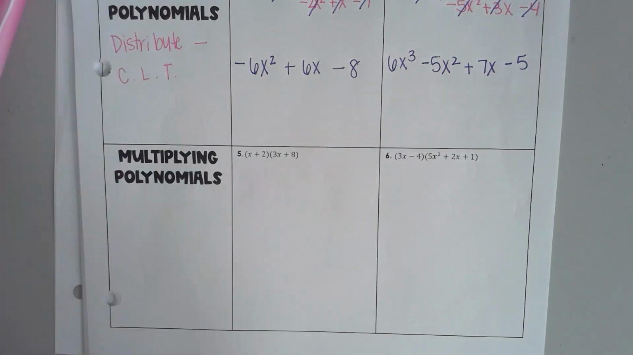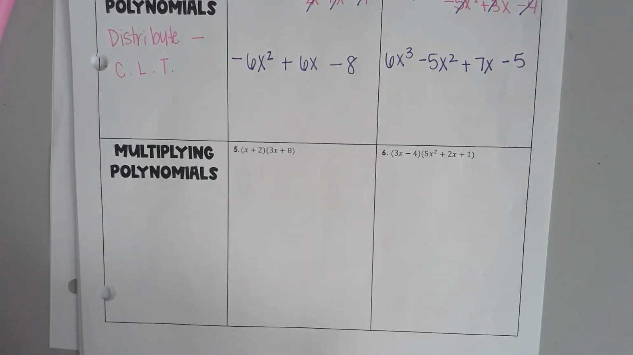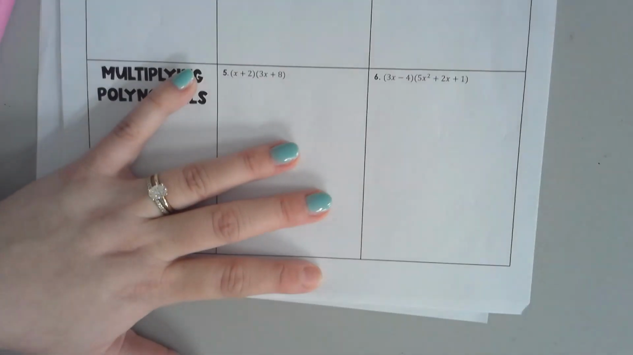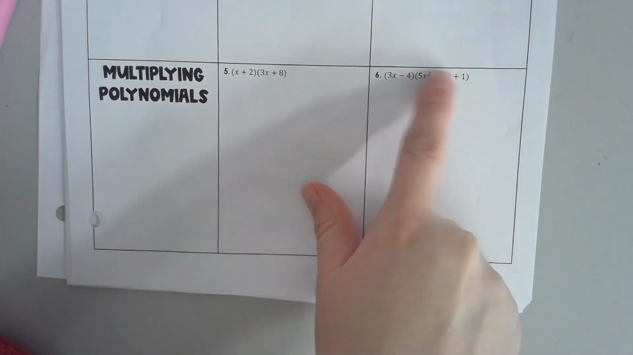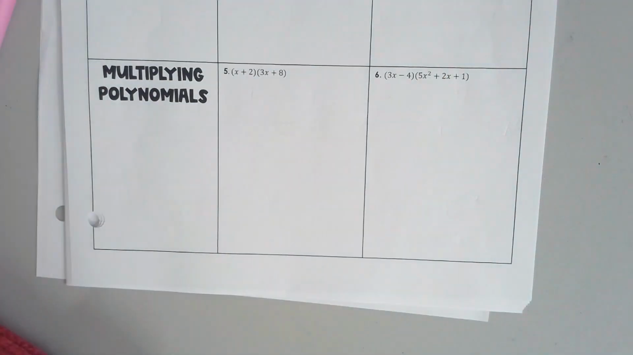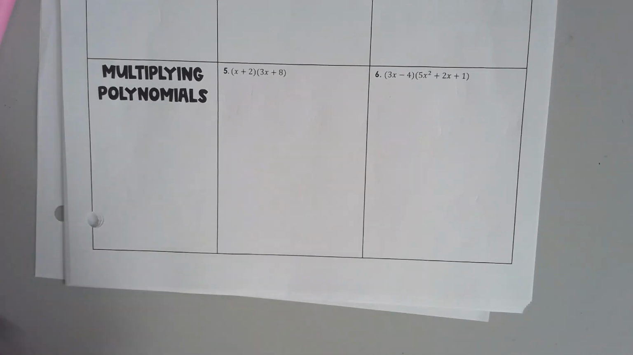So you can do FOIL method. You might have learned distribute or double distribute. I am going to do this. I'm going to do like the box method, the reverse box method. The reason I like that is because, especially when you get bigger polynomials, it's easy to miss something. And we're going to draw a box, and when you have that box, you don't miss anything. So it just kind of keeps you from making a little mistake.